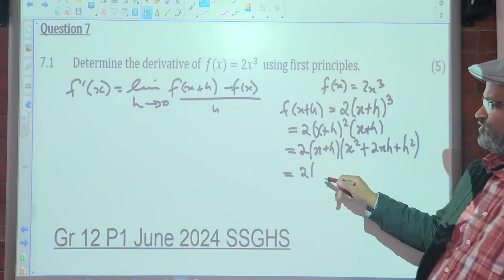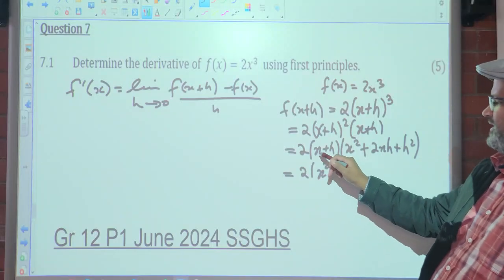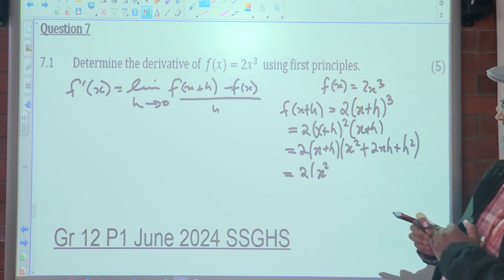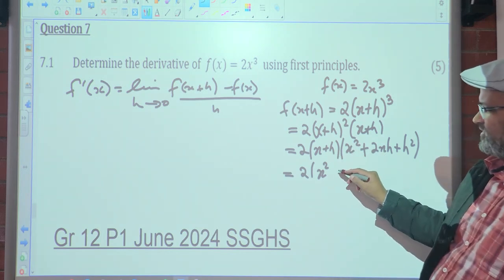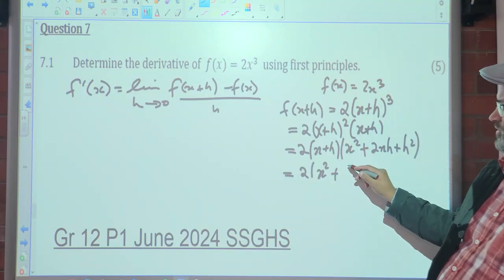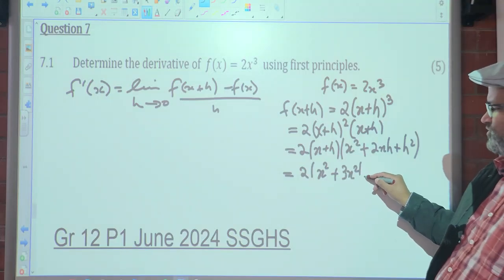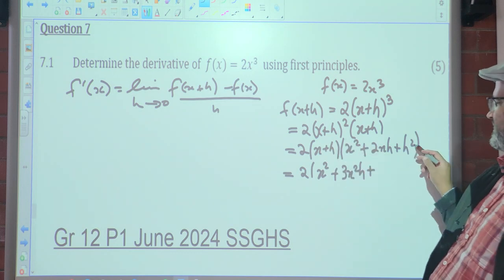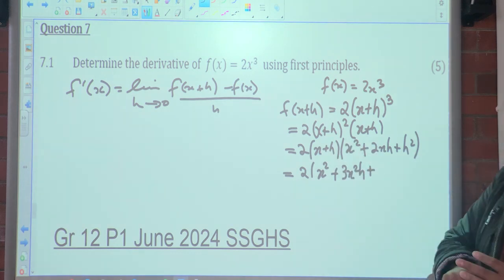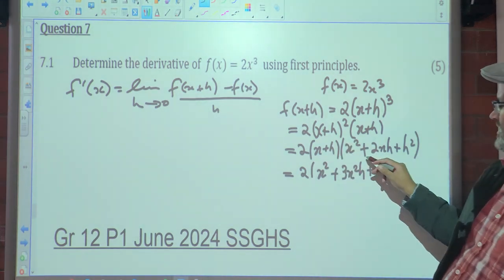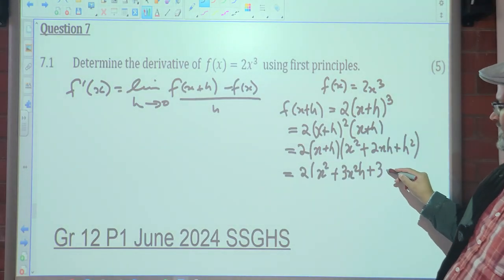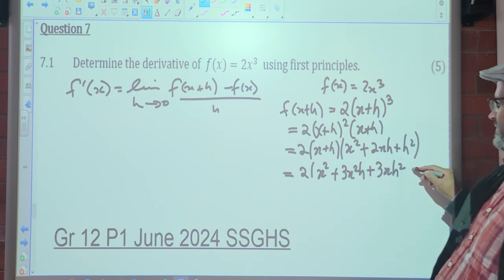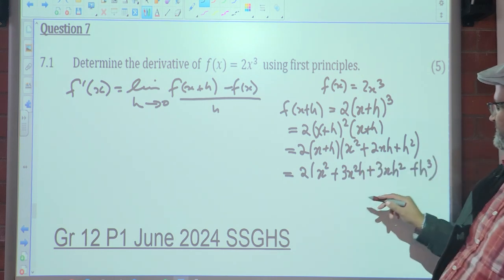Multiply that out, so it's 2 into x times x squared. x times 2xh is 2x squared h, and h times x squared gives you hx squared, so it's going to give you 3x squared h, plus x times h squared gives you xh squared, and h times 2xh gives you 2xh squared. Add that, it gives you 3xh squared. And the last one is plus h cubed.